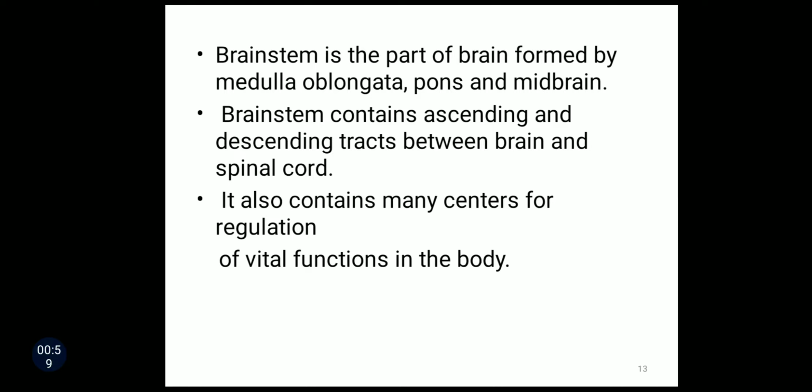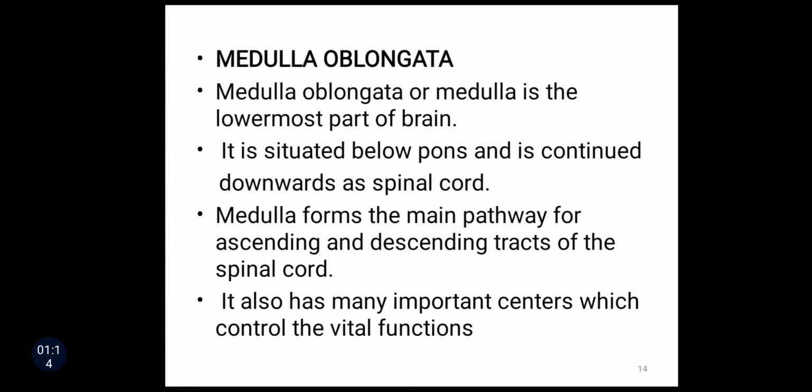So the brainstem is the part of the brain which is formed by the medulla oblongata, pons and midbrain. The brainstem contains all the ascending and descending tracts between brain and spinal cord. It also contains many centers for the regulation of vital functions in the body. So we will study the structures one by one. First we will study the medulla oblongata.